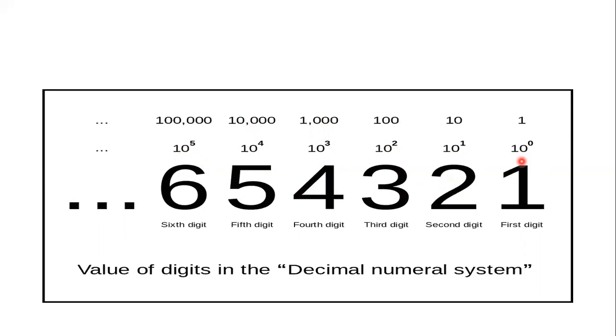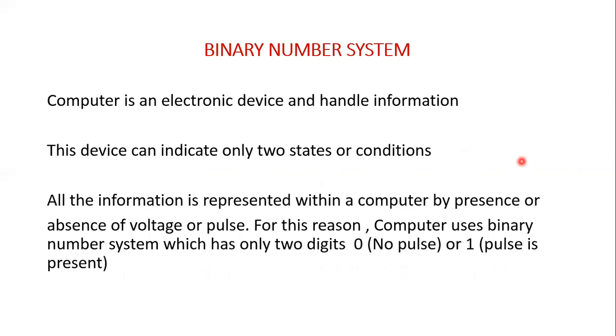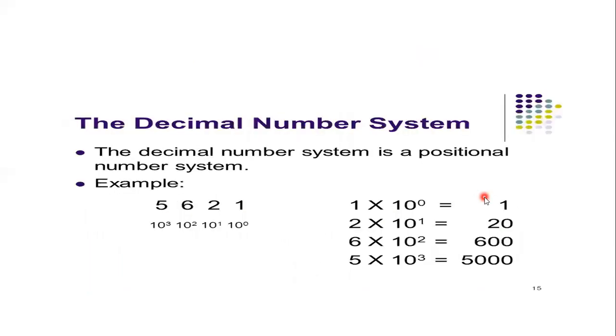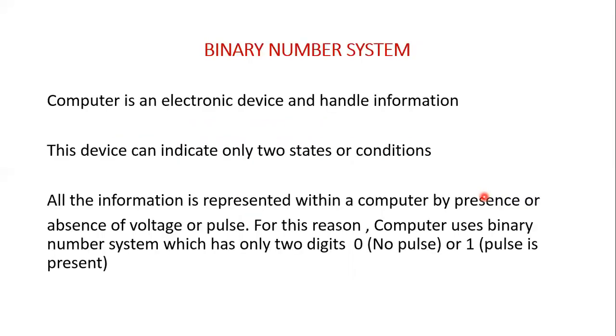Then the second one is the binary number system. Since a computer is an electronic device which handles information, this device can only indicate two conditions or states. So all the information is represented within a computer by the presence or absence of a voltage or a pulse.